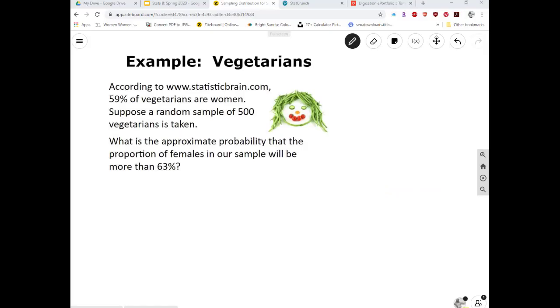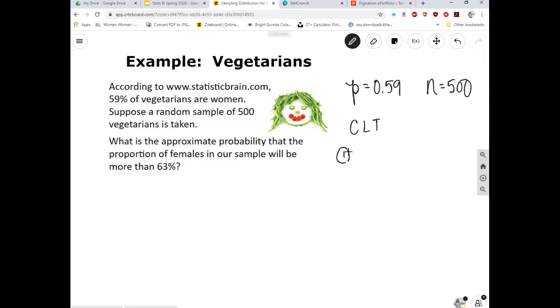So here's my problem. It doesn't say anything about the condition being normal, so let's start off by checking the conditions of the central limit theorem. My parameter is going to be 0.59, because this is the population parameter that I'm given, and I just wrote this in terms of a decimal. I have a sample size of 500.